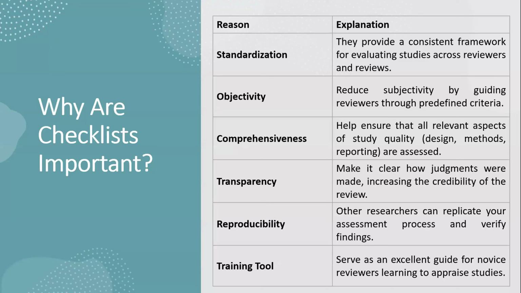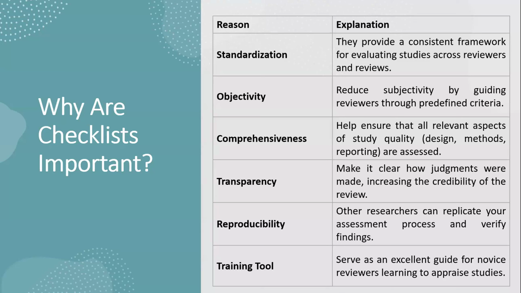So mainly why we use a checklist is standardization, because if there is a standard checklist and standard items, based on those items the reviewers can assess what has been done and what is missing from the studies. Then objectivity: reduce subjectivity by guiding reviewers through predefined criteria. As I mentioned, the checklist will have the predefined criteria, and based on those items you're going to check the quality of the study. Comprehensiveness: it will help ensure that all relevant aspects of a study are covered. Mainly you will check the study design, the methods and reporting of the study.